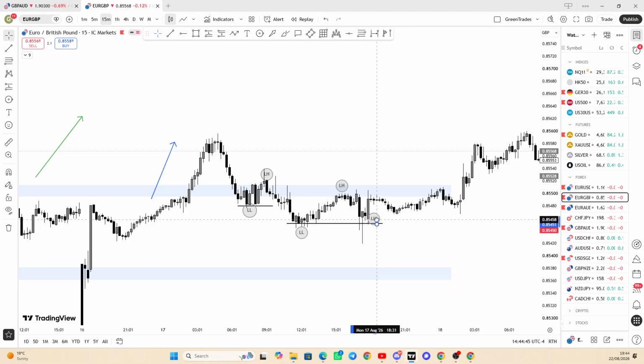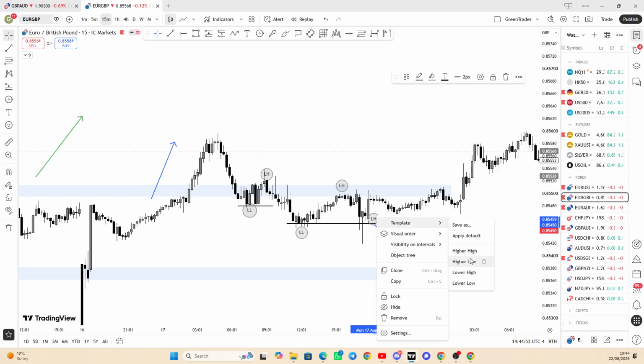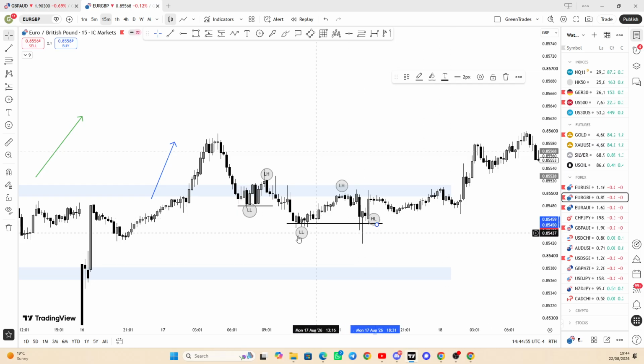So now we have a lower high here, right? We have a higher low. Sorry about that. We have a higher low now being formed here. Why is it a higher low? Because this low is higher than that low. That support was not broken. So now we have a lower high here.